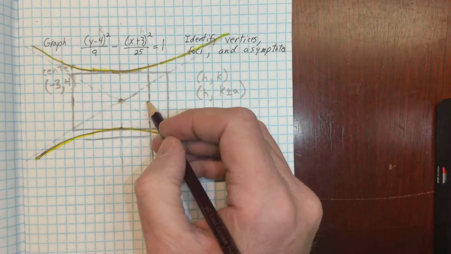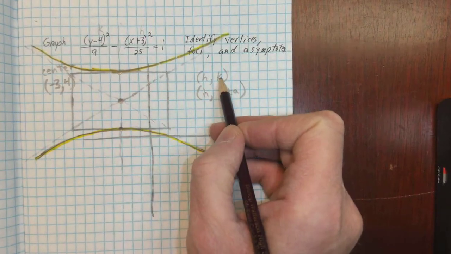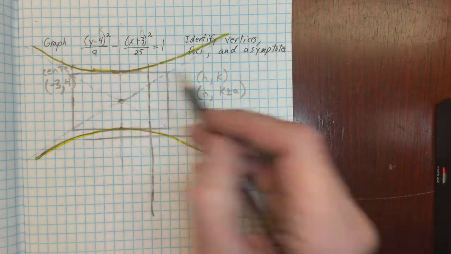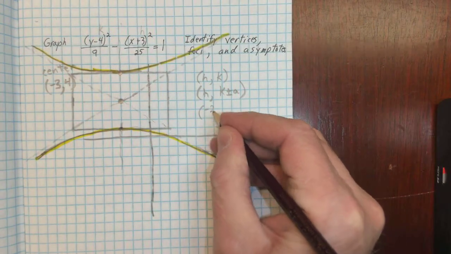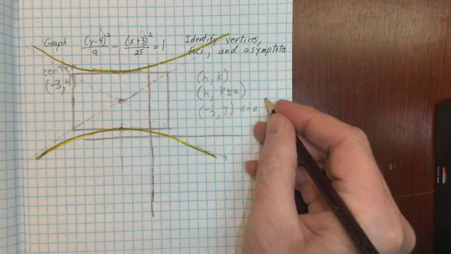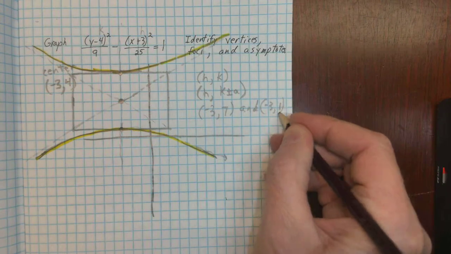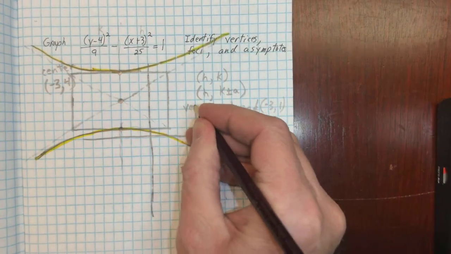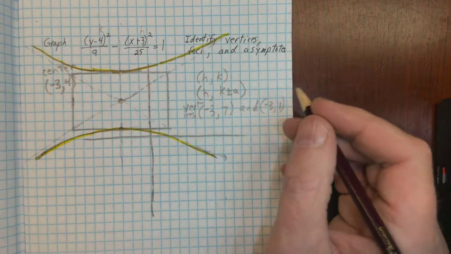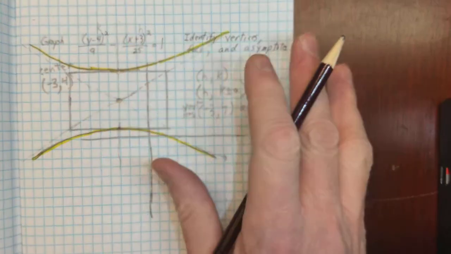In this particular problem, I'm adding 3 to 4. So this is (-3, 7), and subtracting from 4, (-3, 1). These are the vertices. Alright, so there's our vertices.